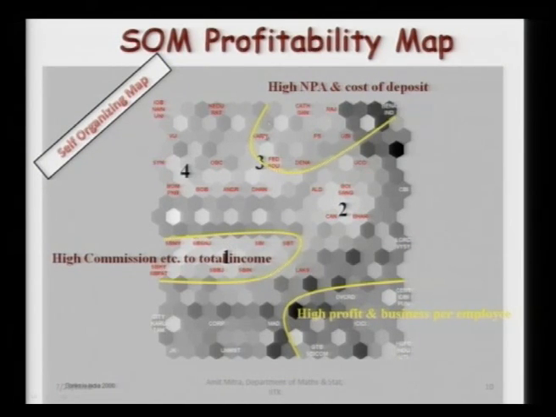We have a cluster being formed here. These are the banks which have high non-performing assets and cost of deposit. So, they are basically banks which do not perform that well. There are two clusters here, cluster number 4 and cluster number 3 and cluster number 2 here, which are formed from the self-organizing map here.